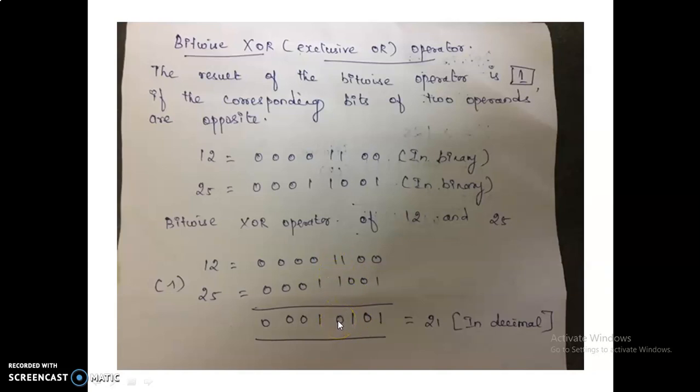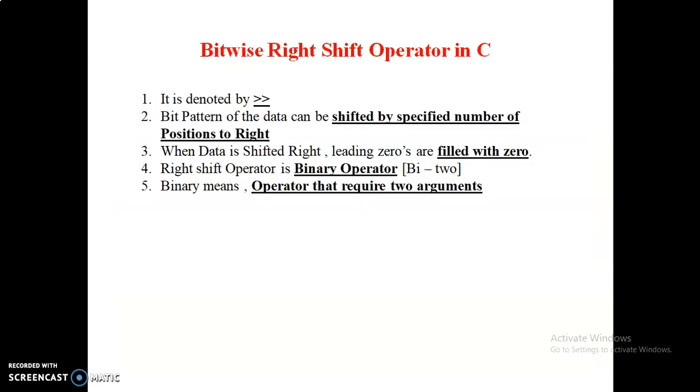Once again I repeat this. If the two bits are the same, either two zeros or two ones, the output will be 0. If the bits are different, the result will be 1. Okay, this is the rule of bitwise exclusive OR. So this is one of the important concepts in C.